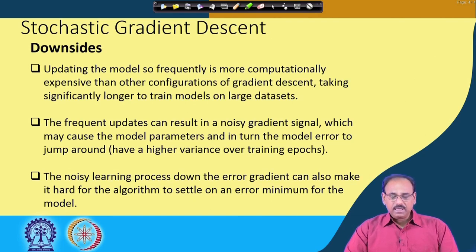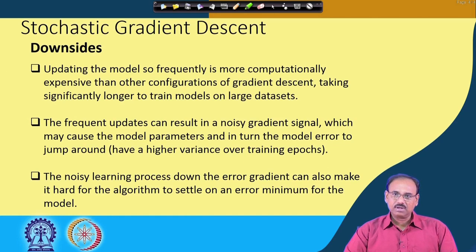The other problem may be that frequent updates can result in a noisy gradient signal, and that may cause the model parameters and in turn the model error to jump around. And this is what I said, that I may overstep the minima which I want to reach, because I am frequently updating the model parameters. The other problem is that the noisy learning process down the error gradient can also make it hard for the algorithm to settle on an error minimum for the model.